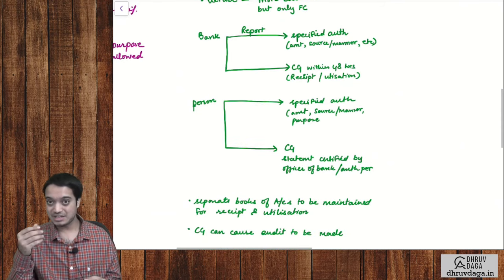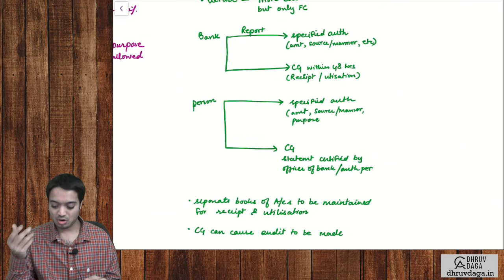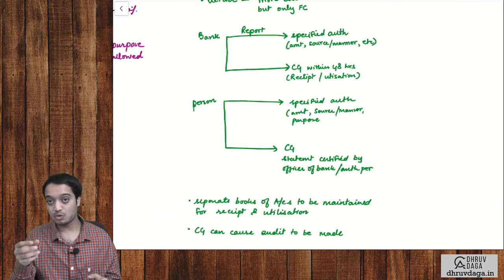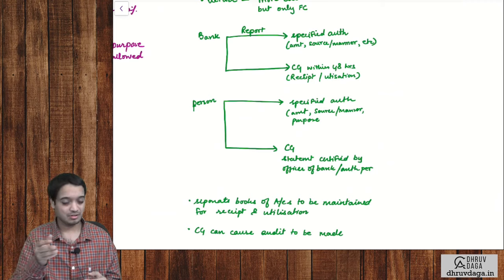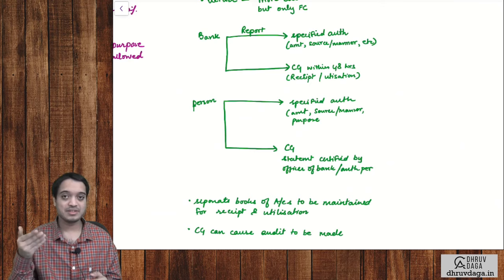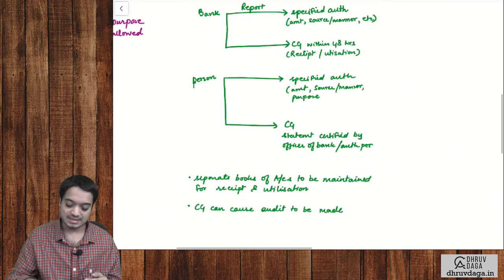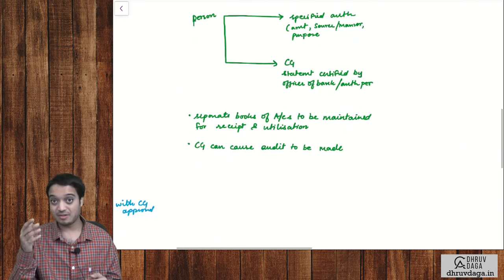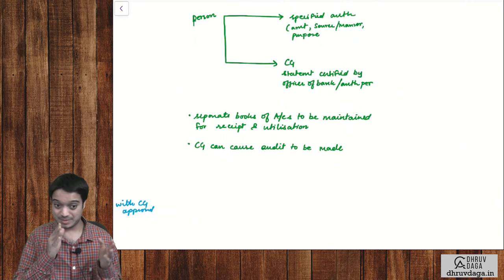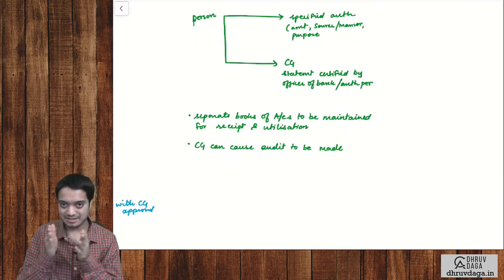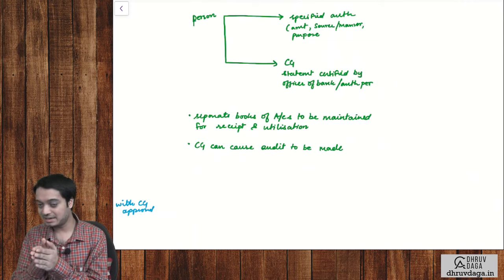Now, the bank needs to report to a specified authority the amount, the source, the manner, and the other prescribed particulars of the foreign contribution received, and also to the central government within 48 hours the receipt and utilization of the foreign contribution. So it must be told to the specified authority and to the central government within 48 hours.